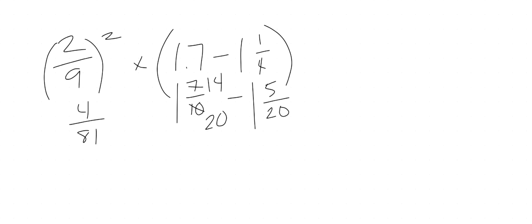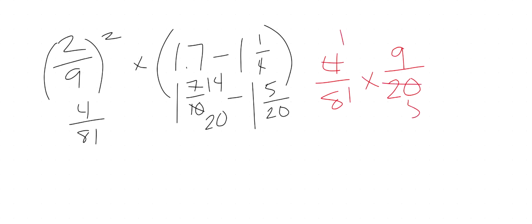So then it's 9 over 20. Right. So we need 4/81 times 9/20. Okay, how do we cross cancel? Make the 4 a 1 and make the 20 a 5. And then make the 81 a 9 and the 9 a 1. Good. So what's your final answer? 1 over 45.